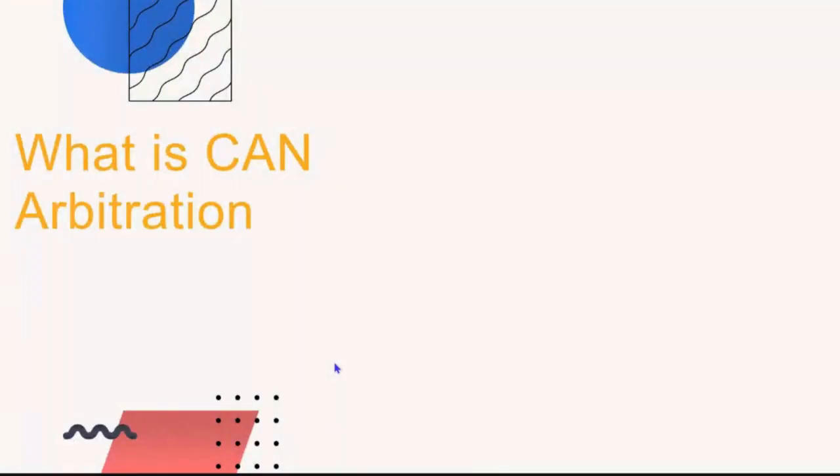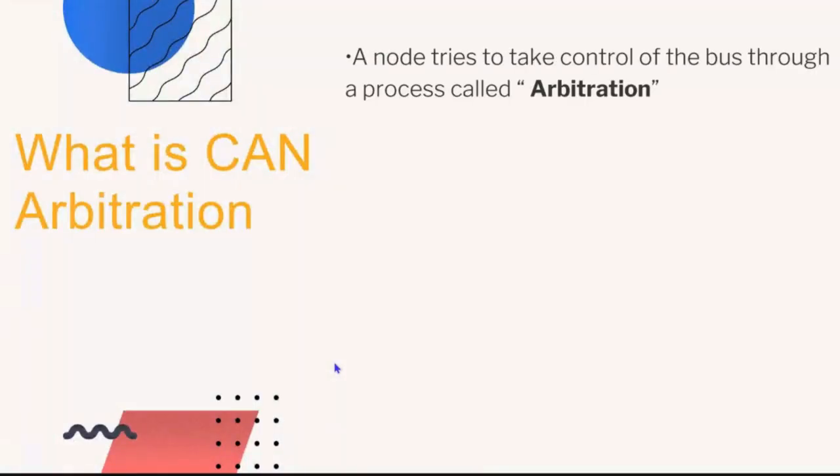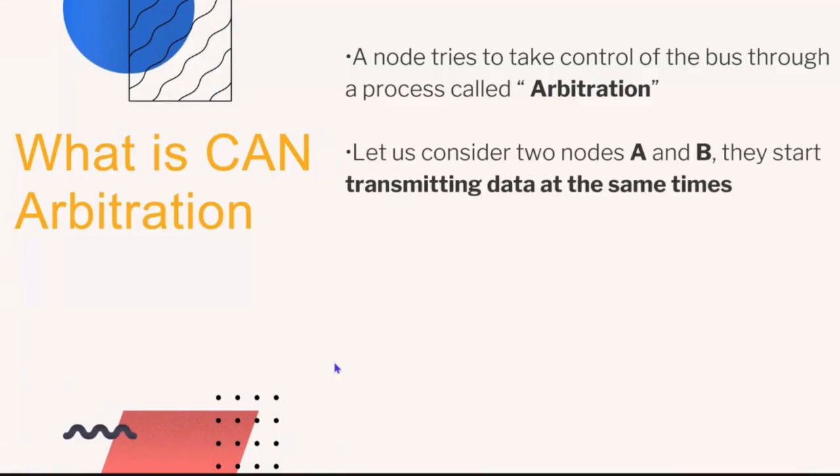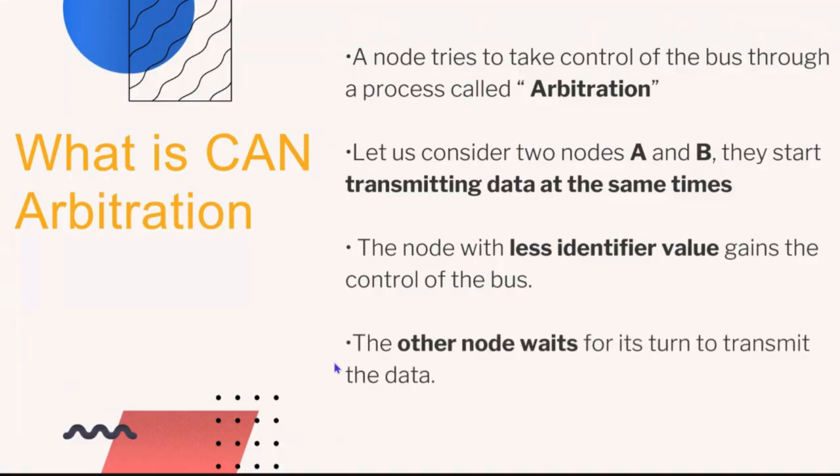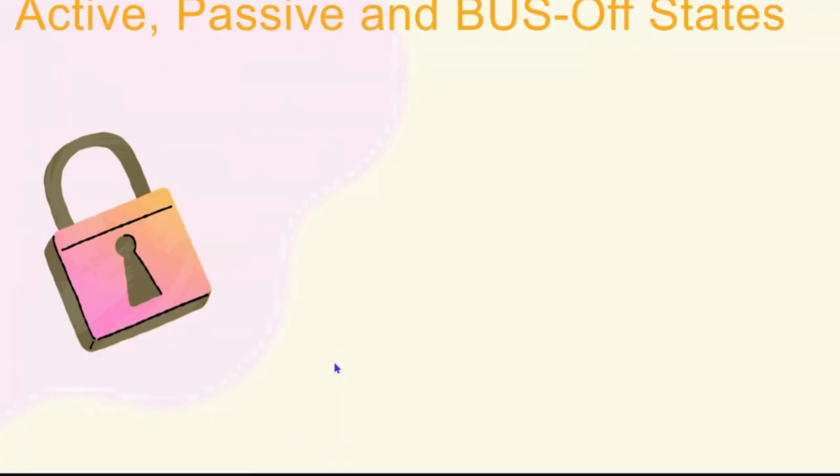What is CAN arbitration? The process by which a node tries to take control of the bus is called arbitration. Let's consider nodes A and B. They start transmitting the message. The node which has the lower identifier will get transmitted first based upon the identifier, and the others should wait. And what are the active, passive and bus off states?